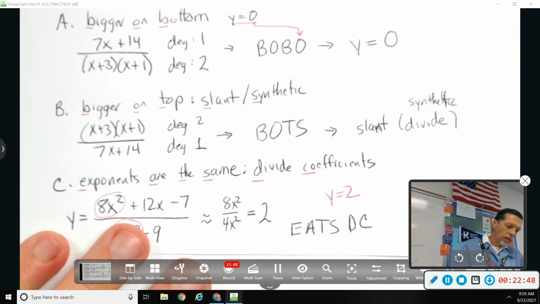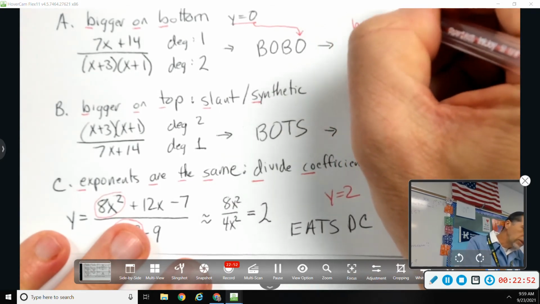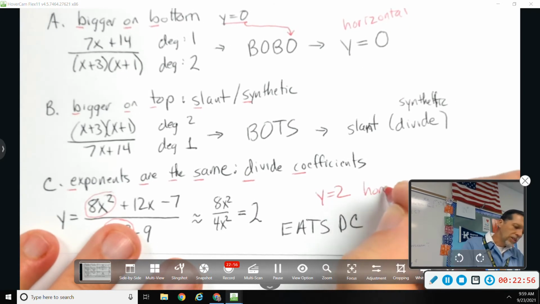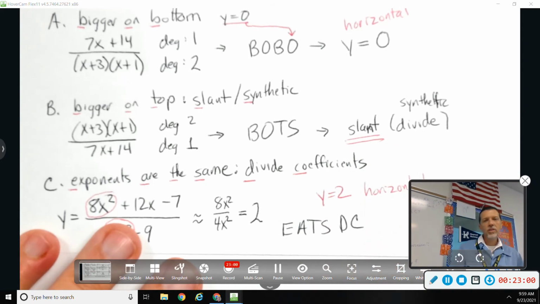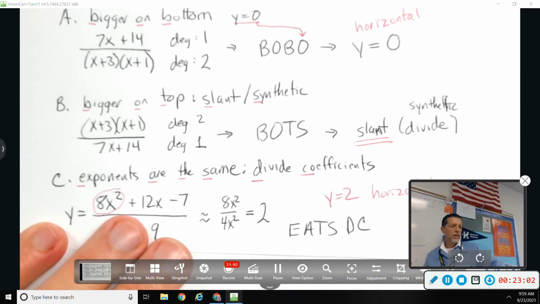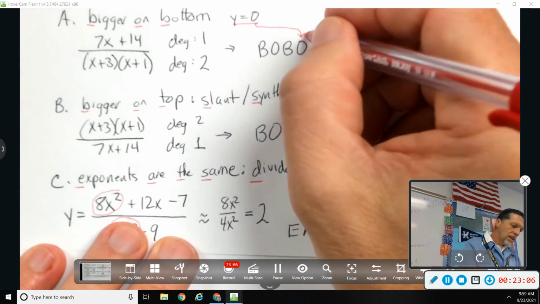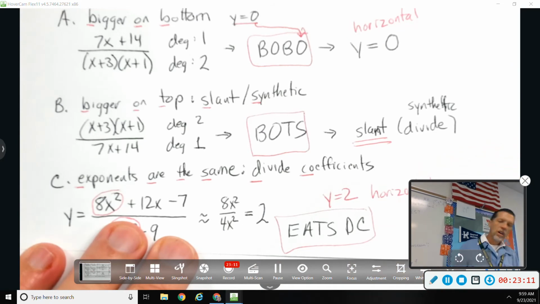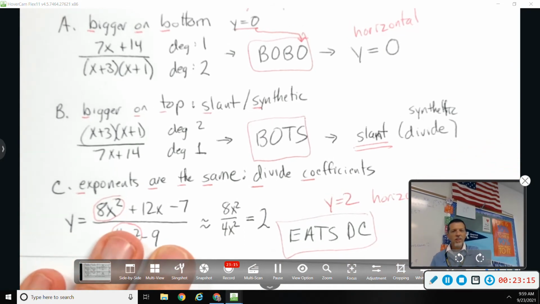Well, let's back up a second. So y equals 0, that would be horizontal. y equals 2, that would be horizontal. Obviously a slant would not be horizontal, it would be slanted. So, horizontal versus slant asymptote: BOBO BOTN EATS DC.